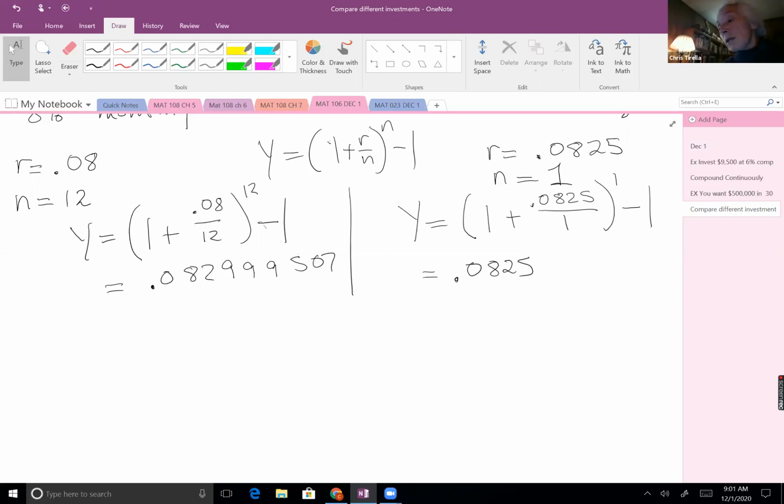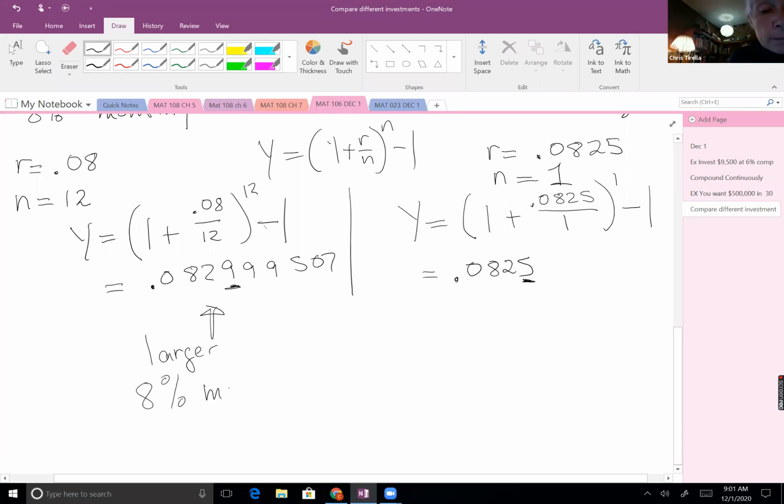And to compare the two decimals, we're going to look for the first place where they're different. And so this one, the fourth digit behind is 5. This one, the fourth digit behind is 9. And so that tells me that this is larger, which tells me that the 8% monthly is the better investment. And so if we're comparing two different investments, that would be the formula that we use.